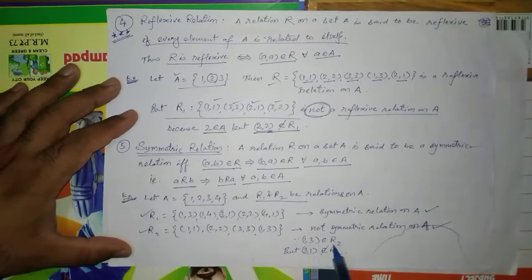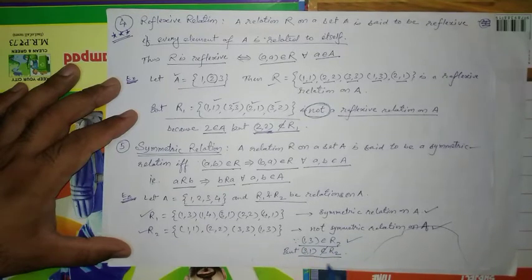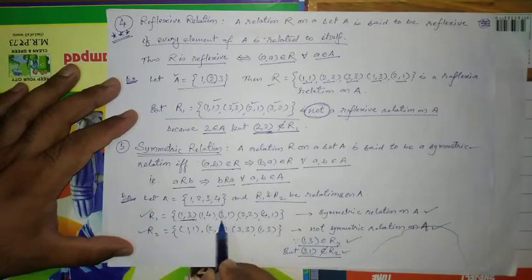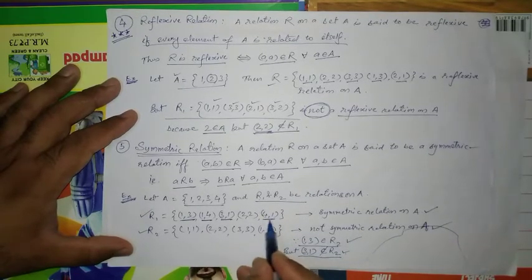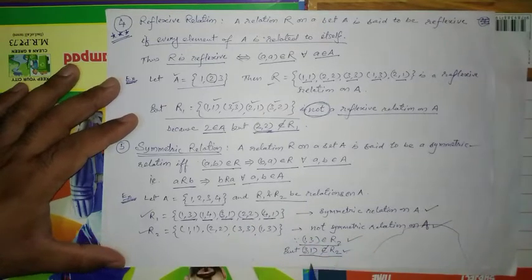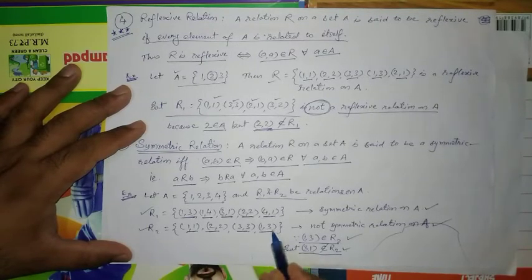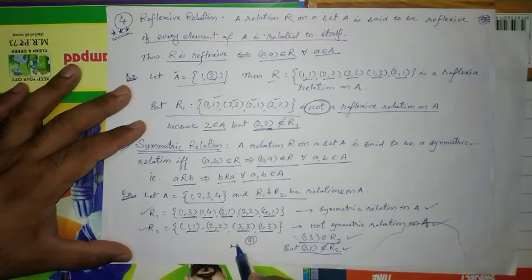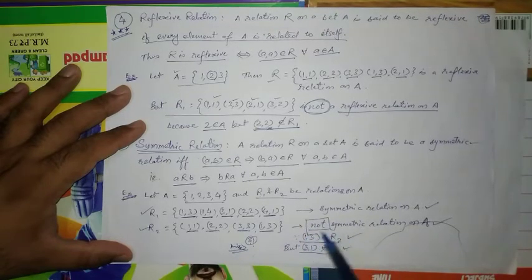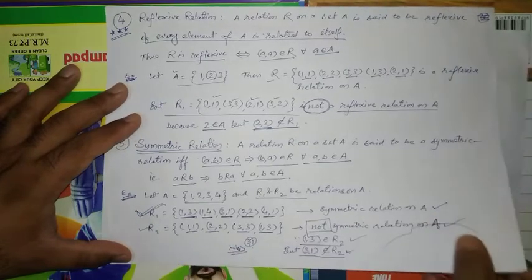Since (1,3) belongs to R2 but (3,1) does not belong to R2, that means here we can see (1,3) is there, so the mirror of that is (3,1). (1,4) is there, so its mirror is (4,1). And (2,2) is a mirror of itself. (1,1) is there, (2,2) is there, (3,3) is okay. (1,3) is there but (3,1) is not there, (3,1) is missing, therefore it is not symmetric, whereas this one, R1, is symmetric. We'll move to the next point.